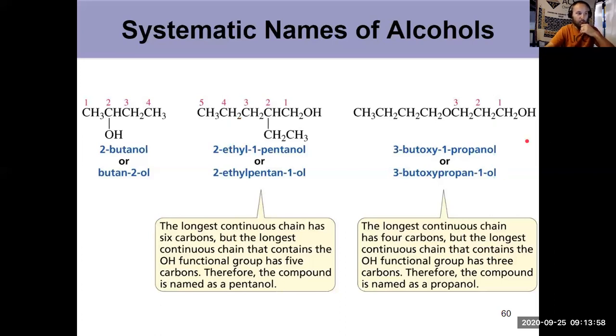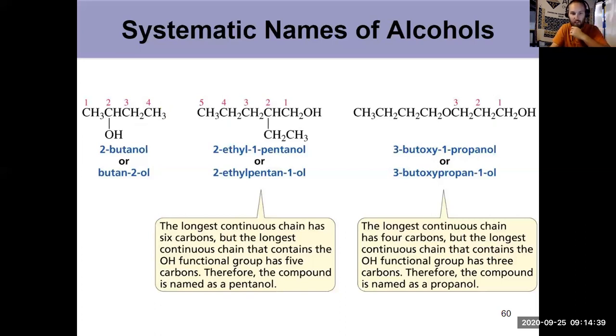The longest uninterrupted carbon chain is 1, 2, 3, 4, but that doesn't contain the OH. So notice this is named as propanol because 1, 2, 3 is the longest carbon chain that I can get that has the OH on it. And when you're doing your numbering, you number in the direction that gives the functional group suffix the lowest possible number. So notice the alcohol is getting the 1. The alcohol is getting the 1. Over here, it's getting a 2 because nothing's in the 1 position. The lowest possible number for the functional group itself.